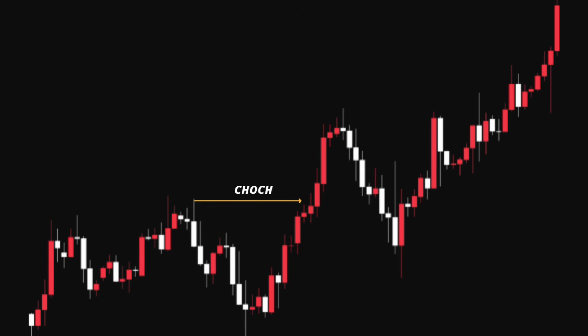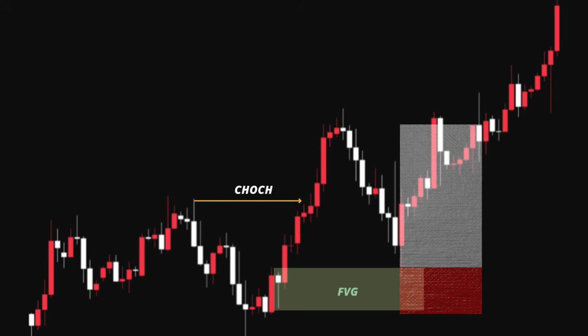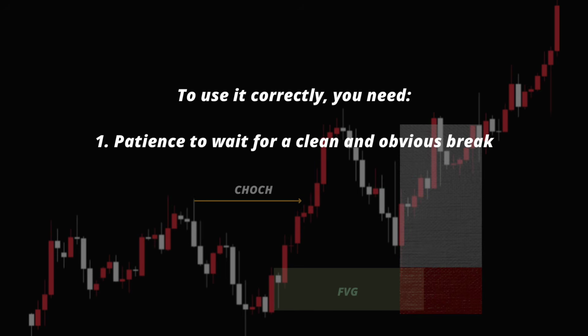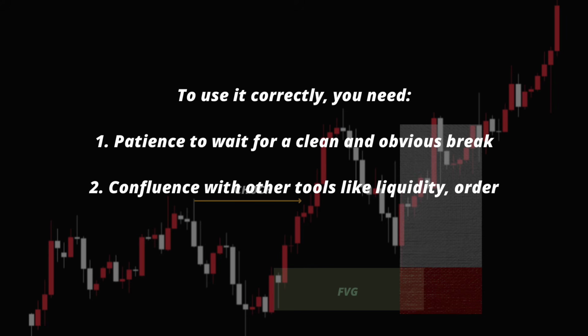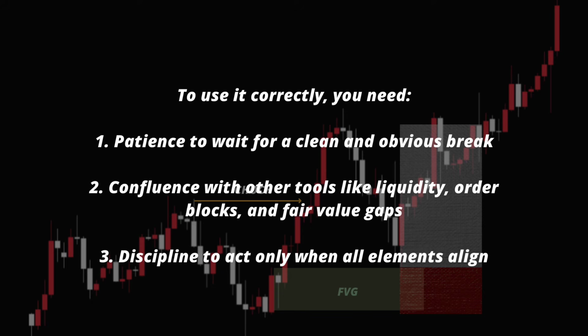Mindset around change of character. Here's the truth. Change of character is a tool, not a holy grail. It's only powerful when used with patience, wait for the proper break. Confluence, combined with liquidity, order blocks, and bias. Discipline, don't guess, follow the structure.